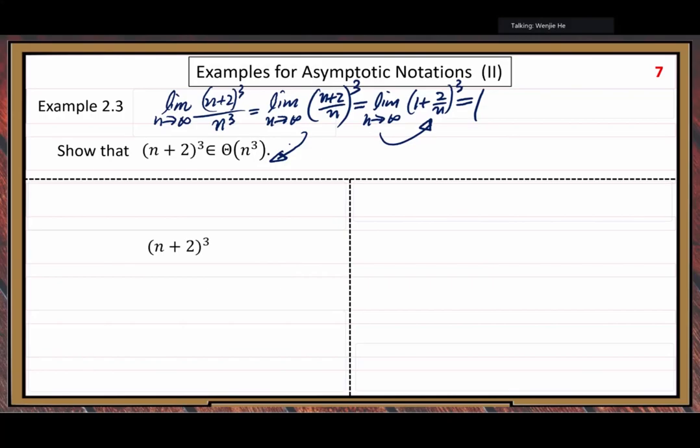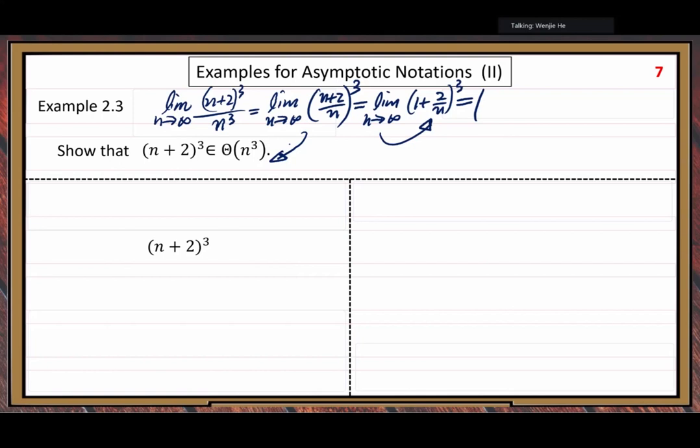This time, we need to find the upper bound and lower bound as constant multiples of n cubed. C1 constant and C2 constant, such that C1 times n cubed is greater than or equal to the f function, and the C2 constant times n cubed is less than or equal to the f function. How to find C1, C2? With the cube, how to find C1, C2?